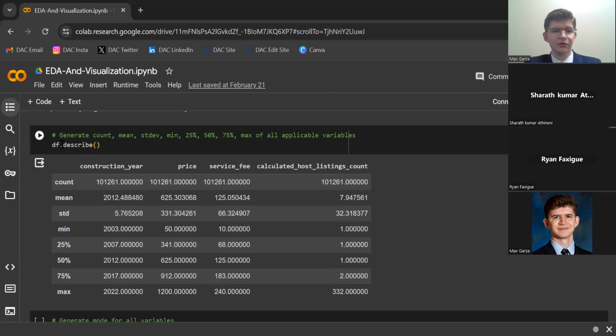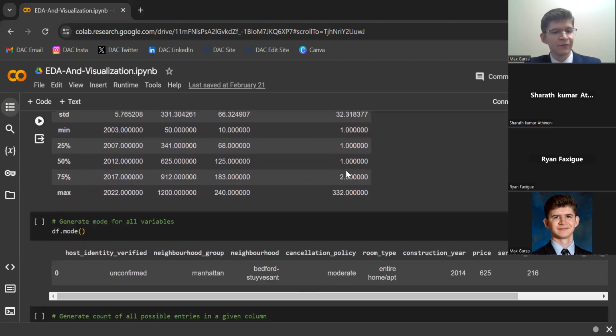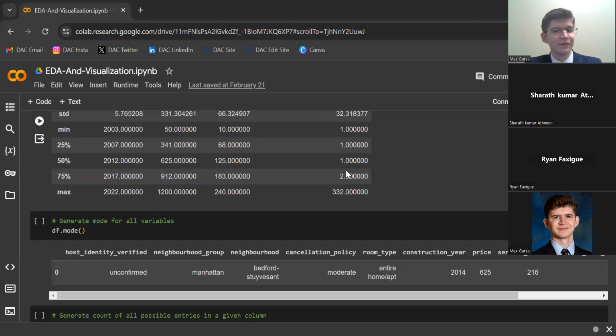But again, if you just use this .describe on the data frame itself, it'll actually run all those statistics for all of your numeric columns. Right. Got it out in the end.